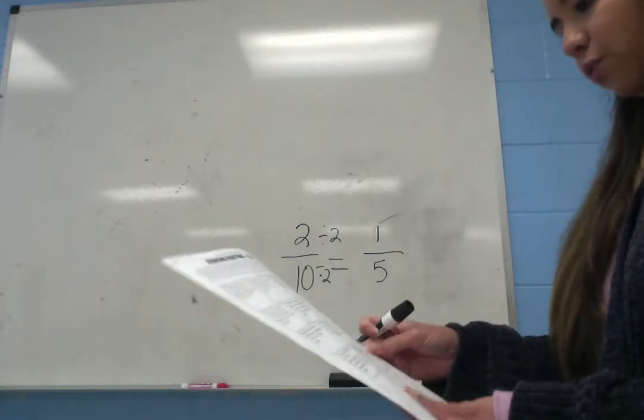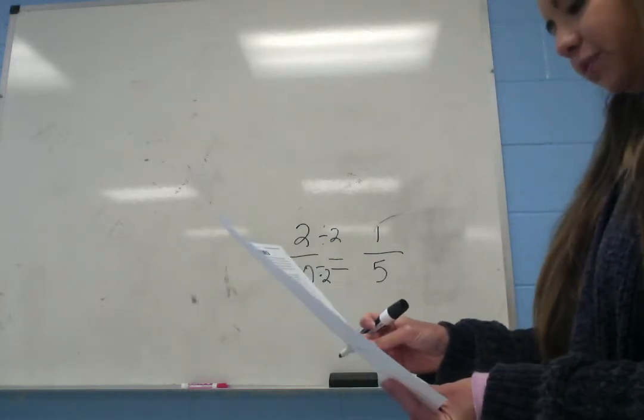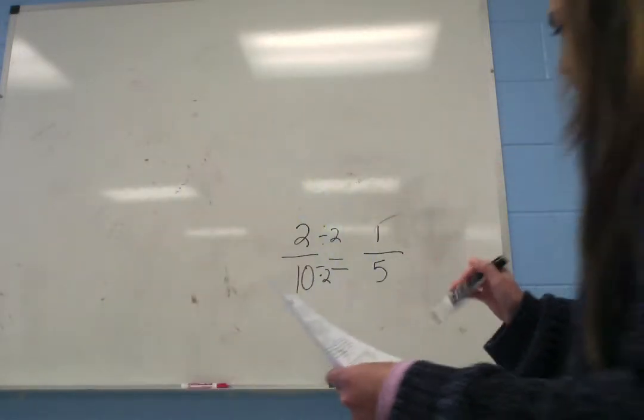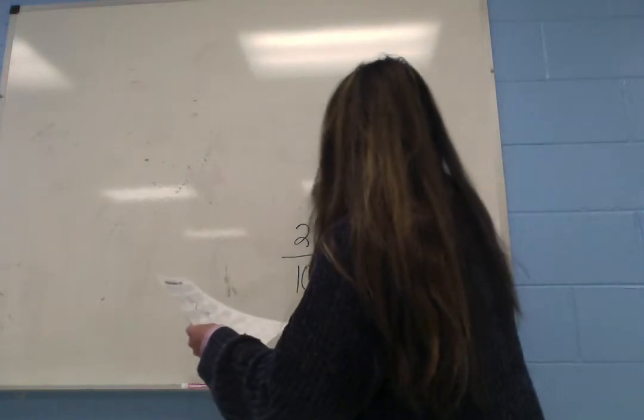Let's look for 1/5 on your paper. Where is it? Oh, it's up here at the top. 1/5. We're going to cross out that box. All right. Let's do some more.